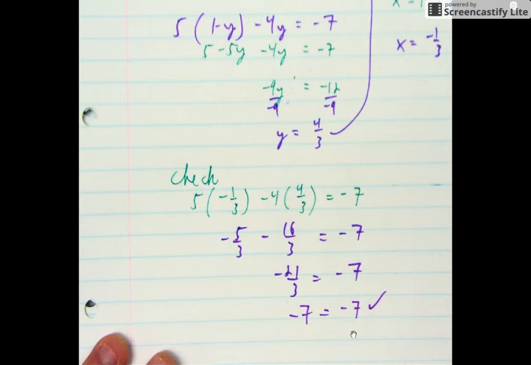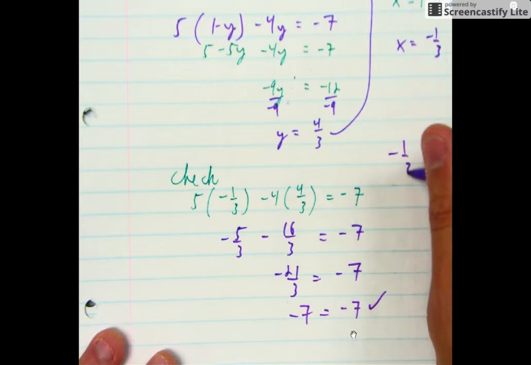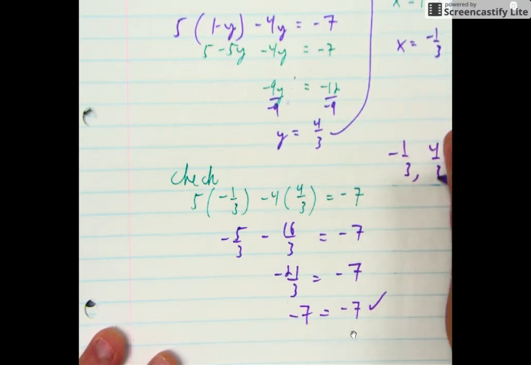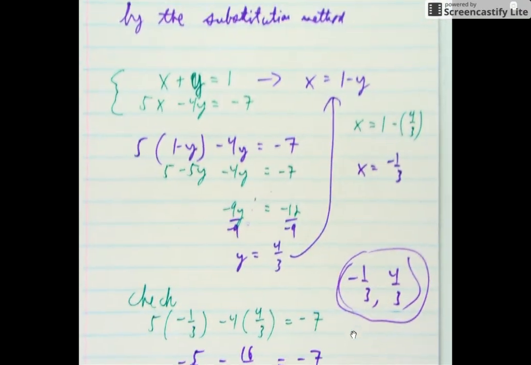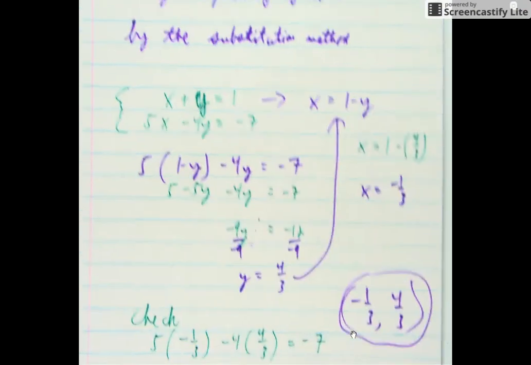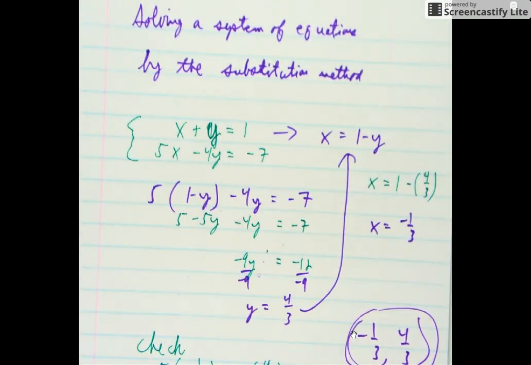So my solution I need to write as an ordered pair, because it is the point where these two lines intersect. And there we go. That is solving a system of equations by the substitution method.